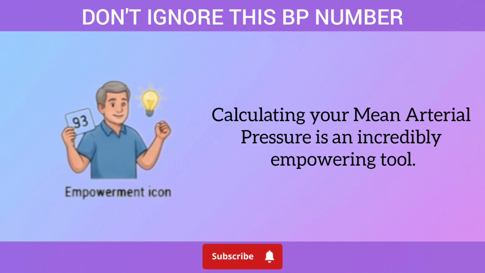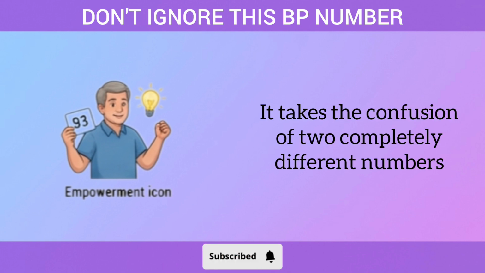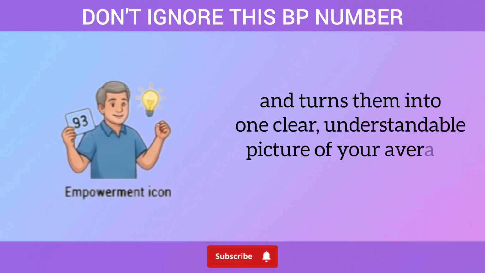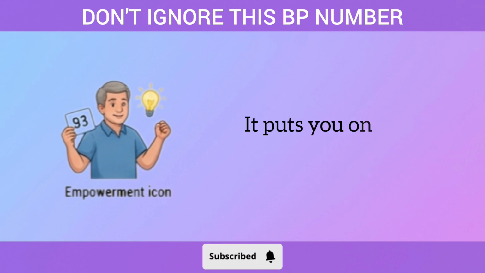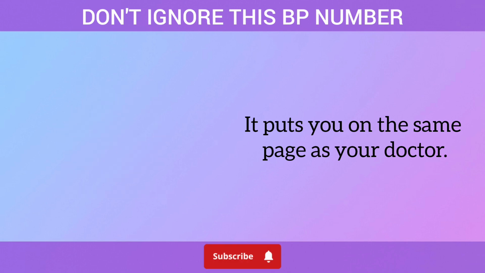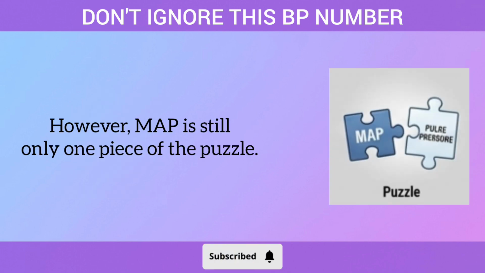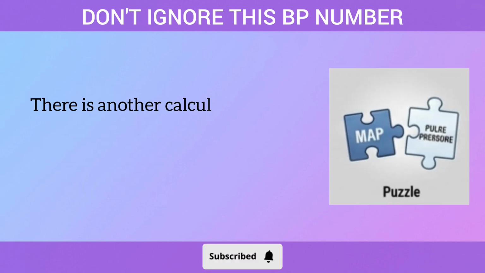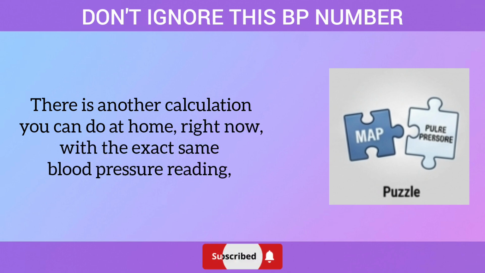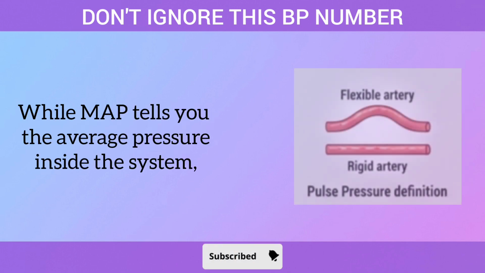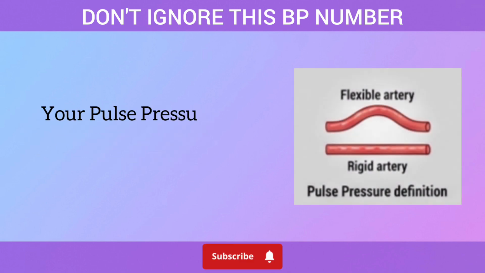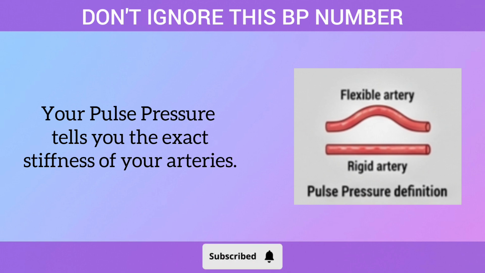Calculating your mean arterial pressure is an incredibly empowering tool. It takes the confusion of two completely different numbers and turns them into one clear, understandable picture of your average cardiovascular strain. It puts you on the same page as your doctor. However, MAP is still only one piece of the puzzle. There is another calculation you can do at home, right now, with the exact same blood pressure reading, that cardiologists look at very closely. While MAP tells you the average pressure inside the system, your pulse pressure tells you the exact stiffness of your arteries.